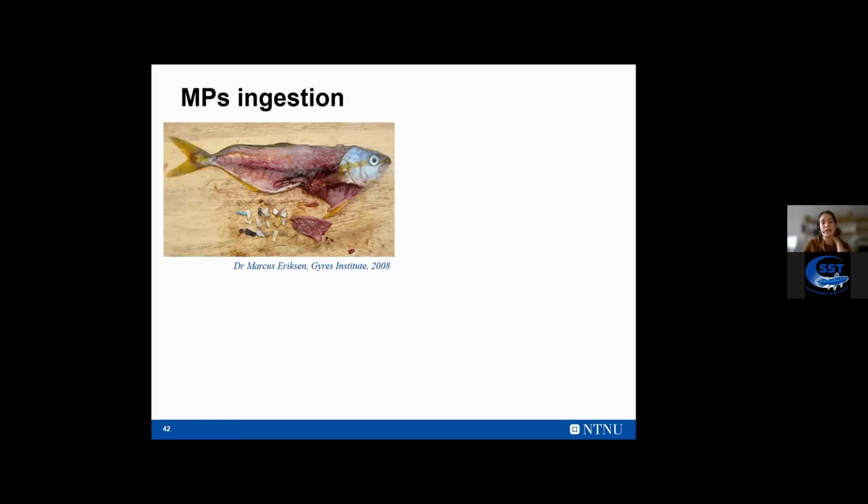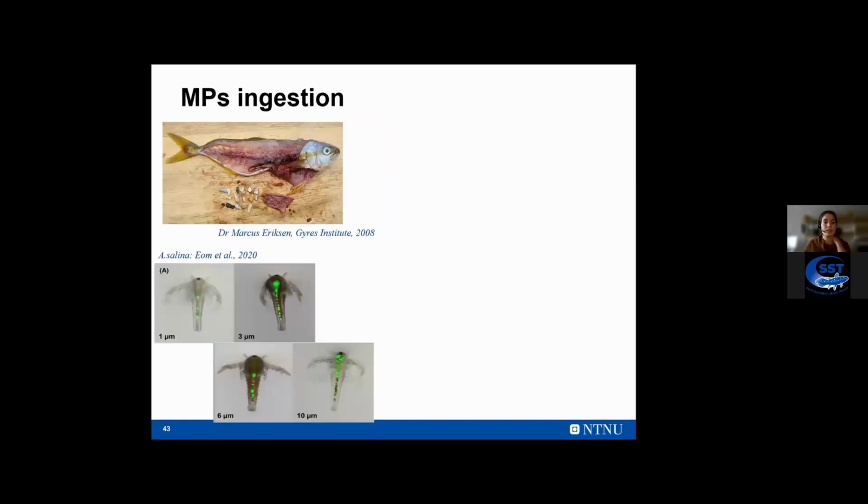Since then, in the lab, we are trying to repeat the ingestion of microplastic to see how they behave in the organism. For example, here they were using Artemia salina, a small crustacean, and they were giving different sizes of microplastic. Here you can see 1, 3, 6, and 10 microns. They are fluorescent, so we can know where the microparticles are inside the organism. You can see that the Artemia is really eating the plastic, and that the plastic goes through the organism, from the mouth, and then is excreted through the feces.